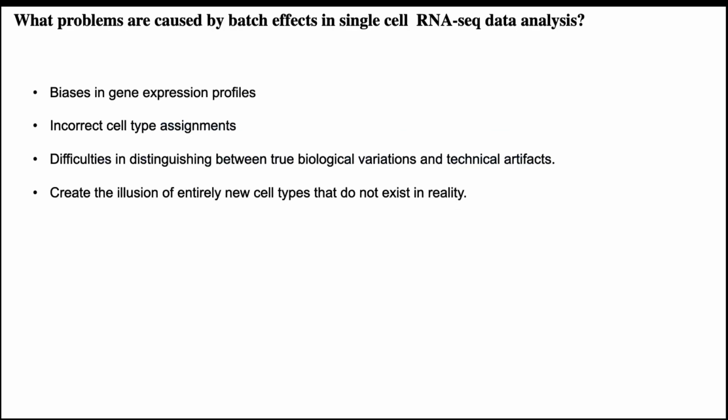Batch effects in single-cell RNA sequencing data can cause several problems, such as biases in gene expression profiles, incorrect cell type assignment, difficulties in distinguishing between true biological variation and technical artifacts, and create the illusion of entirely new cell types that do not exist in reality.